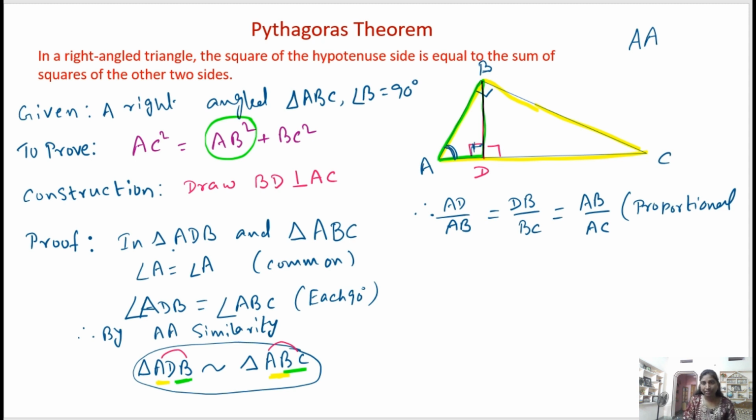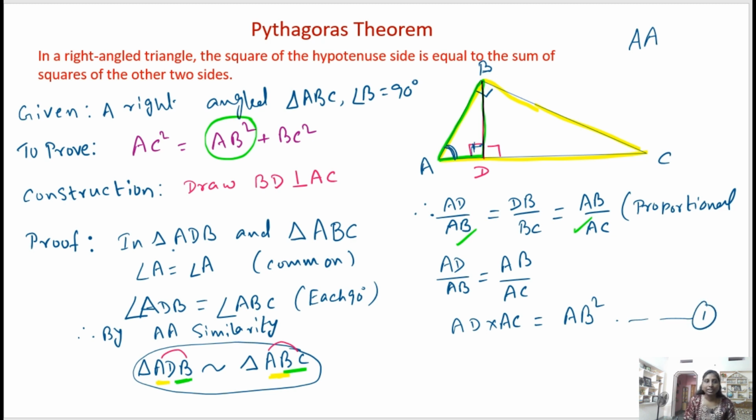Here we can see AB. Here also we can see AB. So select these two ratios. So we can write AD by AB is equal to AB by AC. Okay. So cross multiplication, AD into AC is equal to AB square. AB into AB is AB square. So this is, mark it, equation number 1. Now we will continue in the next slide.